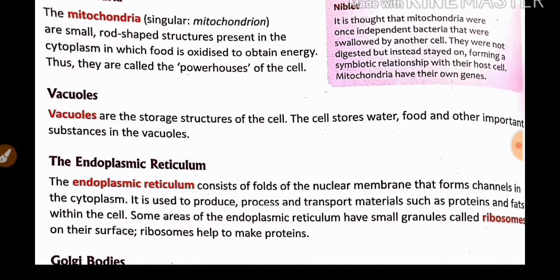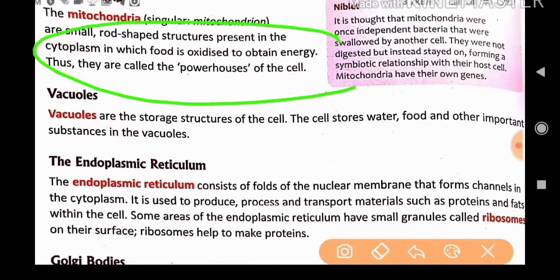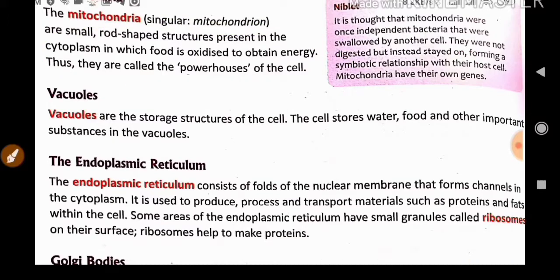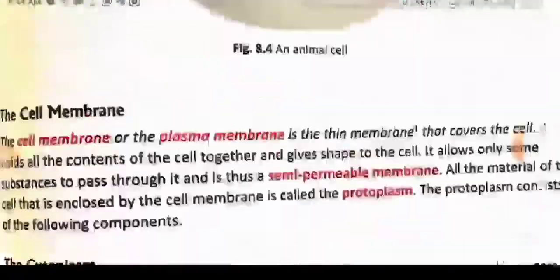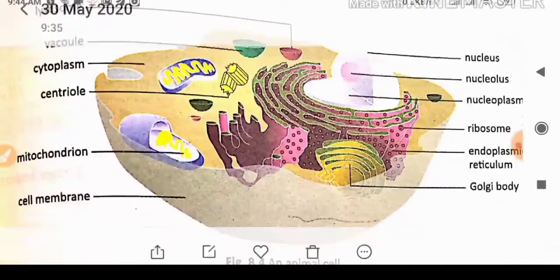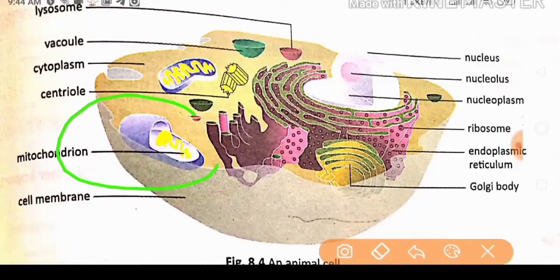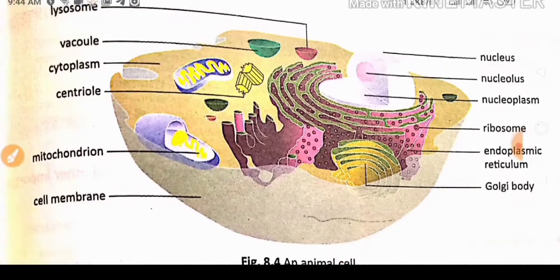Mitochondria, singular mitochondrion, are small rod-shaped structures present in the cytoplasm in which food is oxidized. So what happens in mitochondria? Food is oxidized to obtain energy. Thus, they are called the powerhouses of the cell. You can see here, this is the mitochondrion in which food is oxidized.